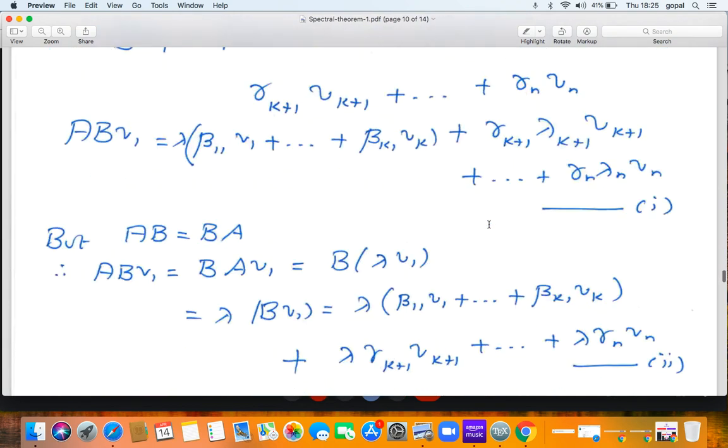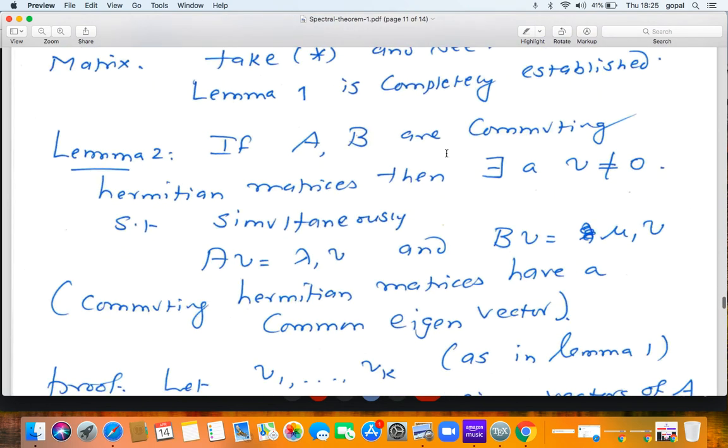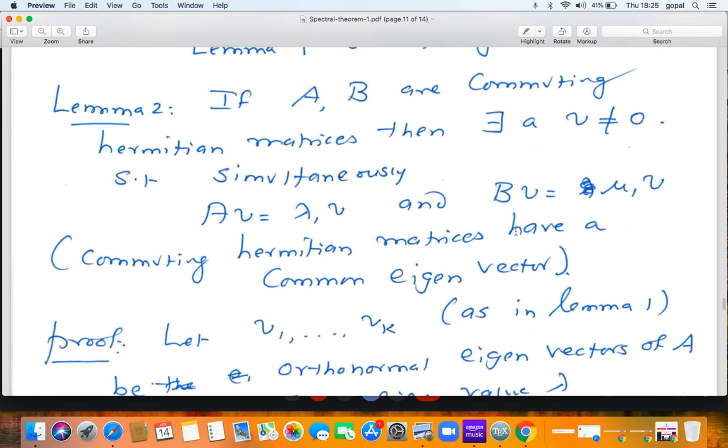So now let us prove the theorem. Another lemma: if A and B are commuting Hermitian matrices, then there is a simultaneous eigenvector. These commuting matrices have a common eigenvector. There is a vector V not equal to 0 which is simultaneously an eigenvector of A and B. Commuting Hermitian matrices have a common eigenvector.